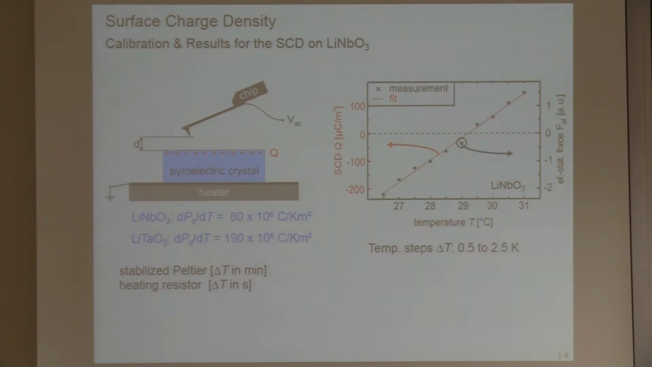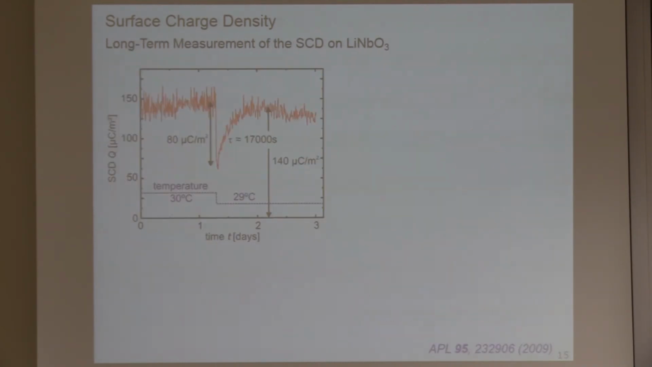So doing experiments like this, you can really calibrate your instrument on surface charge density with the chip, with the cantilever, with the cone, with the tip. Everything is calibrated. And irrespective of whether we change the temperature in minutes or in seconds, we got pretty much the same result. So this seems stable. These results were obtained with lithium niobate, as you can see. And we did even more measurements on the material because the surface charge density of lithium niobate is supposed to be extremely high. And we checked for that with a long-term measurement.